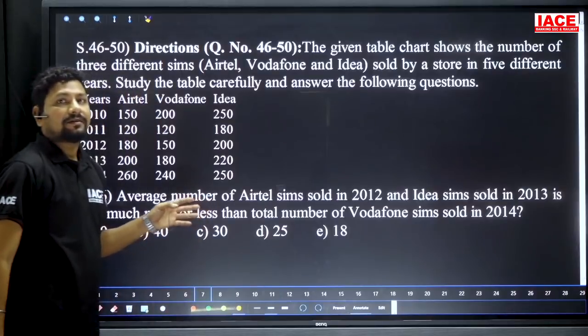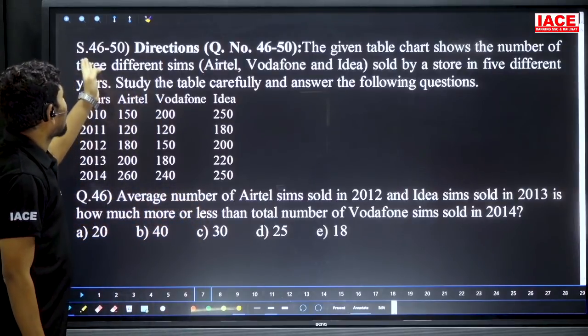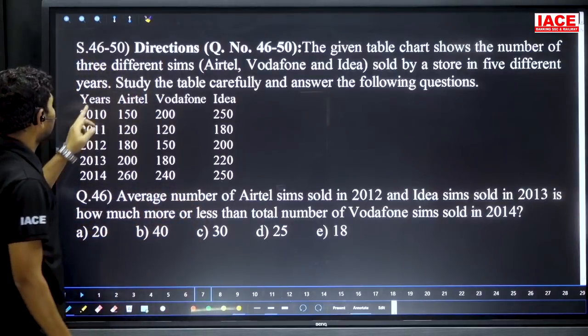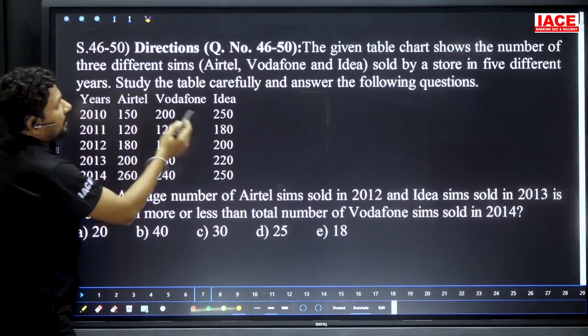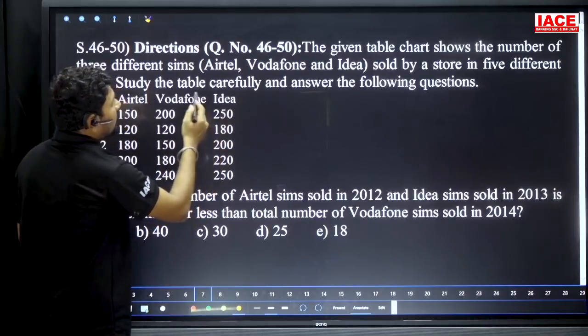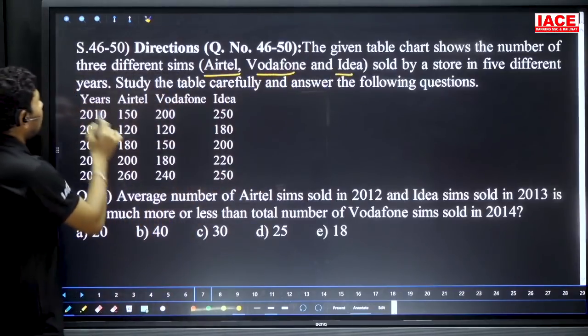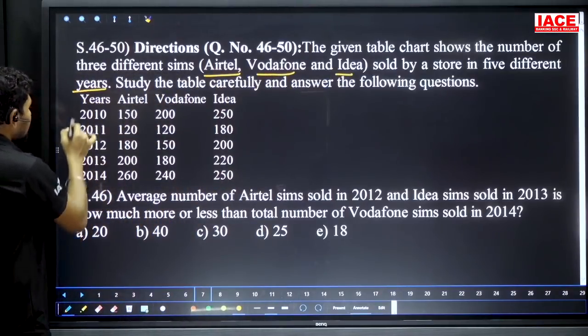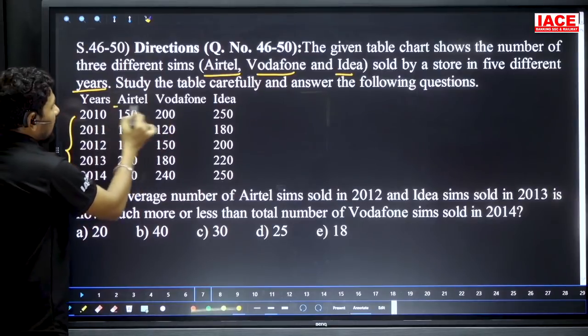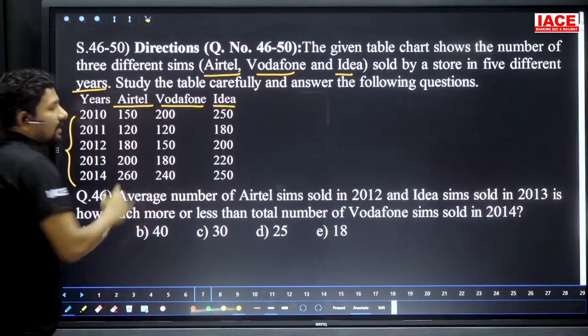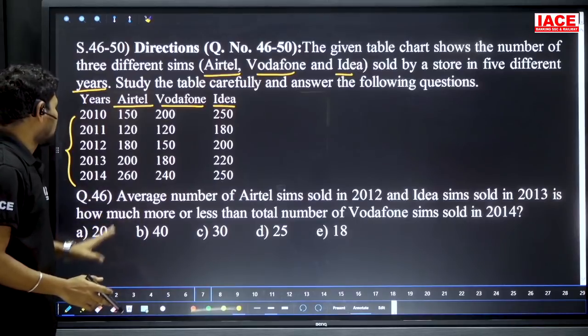Next, till now we calculated miscellaneous. Next we have directions based on the table. Study the table carefully and answer the following questions. Vodafone, Airtel, Idea, 3 SIM values are given, sold by a store in 5 different years. These are the years, and these are the Airtel, Vodafone and Idea SIMs sold. Now coming to the question directly.